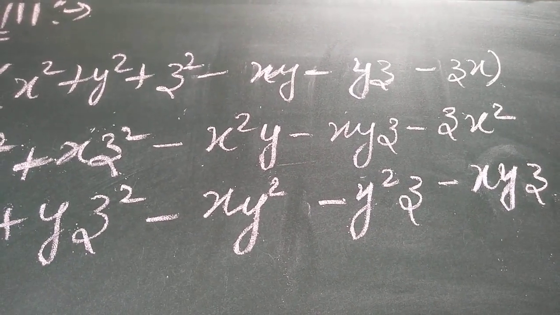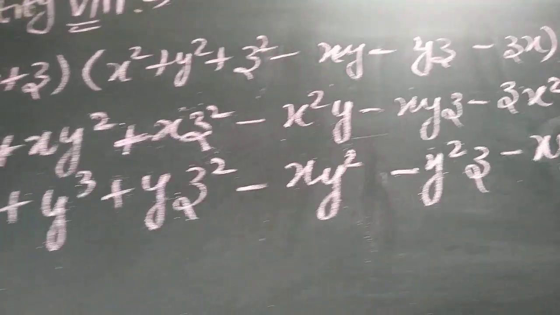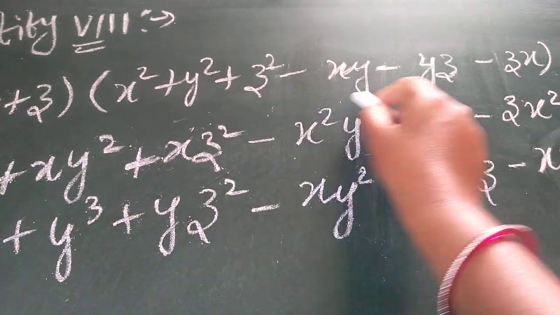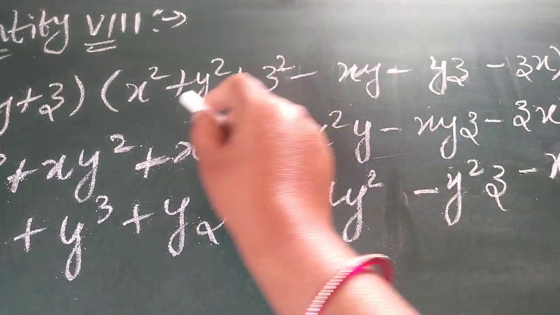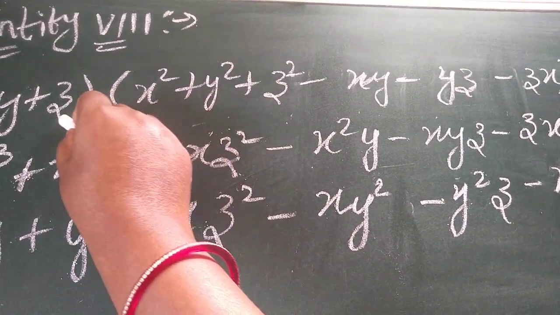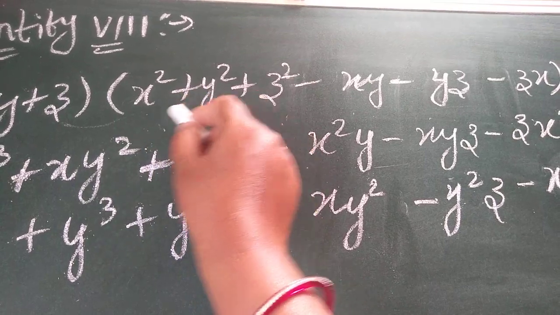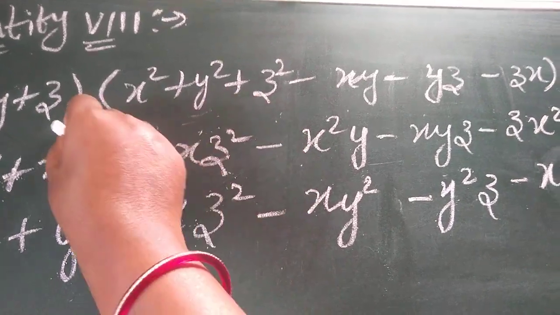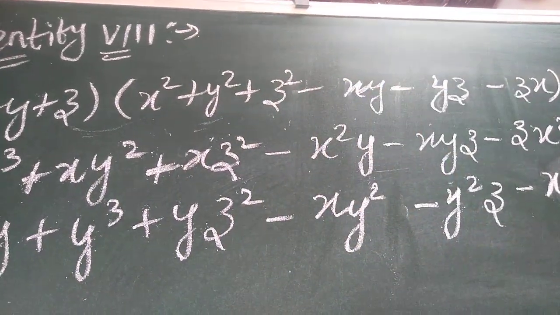I have taken x before and then yz next. Next, the same whole bracket you are going to multiply with z. So can anyone say x square into z, what you will get? x square into z will become x square z, next y square z, next z cube. Okay, I will write now.